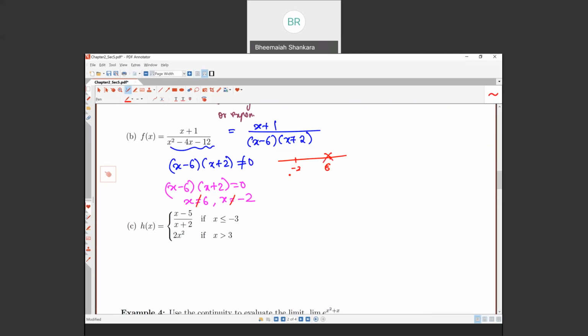So these two points are excluded. Now you read the interval carefully. It's negative infinity to negative 2, and then union negative 2 to 6, and then union 6 to infinity. So leaving out negative 2 and 6, you have the function continuous on all the other three intervals.